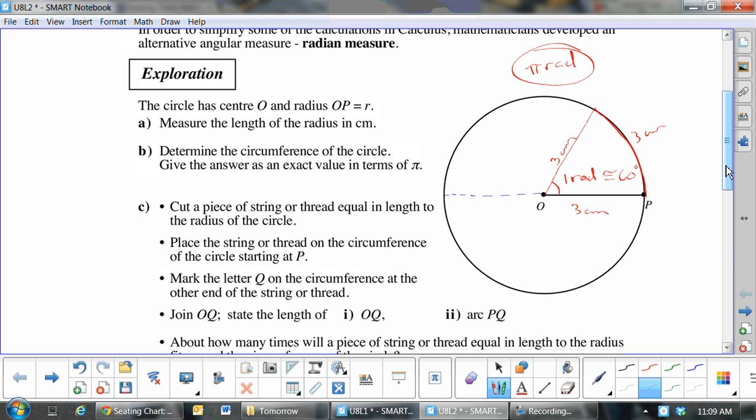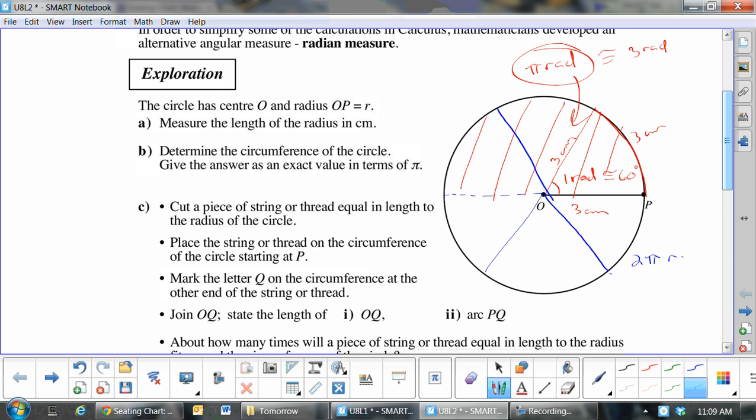Now, how many radians do you think are in a circle? 6 or 2 pi. Okay? So, let's do this too. That would be pi radians if I was to go all the way around. Okay? There would actually be 2 pi radians, or approximately 6 radians. Okay?